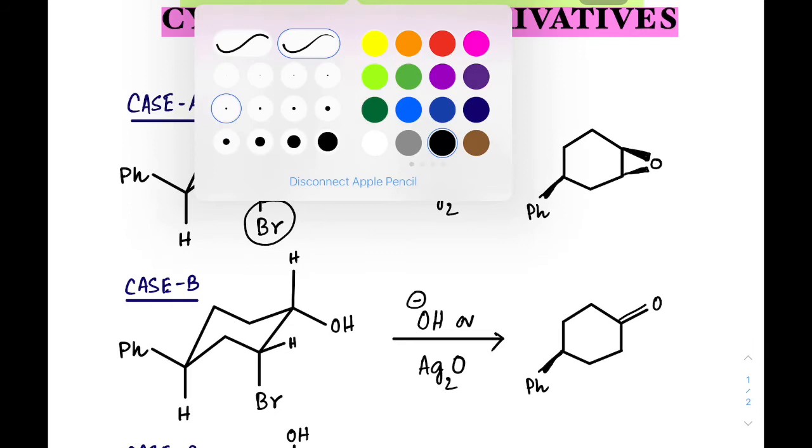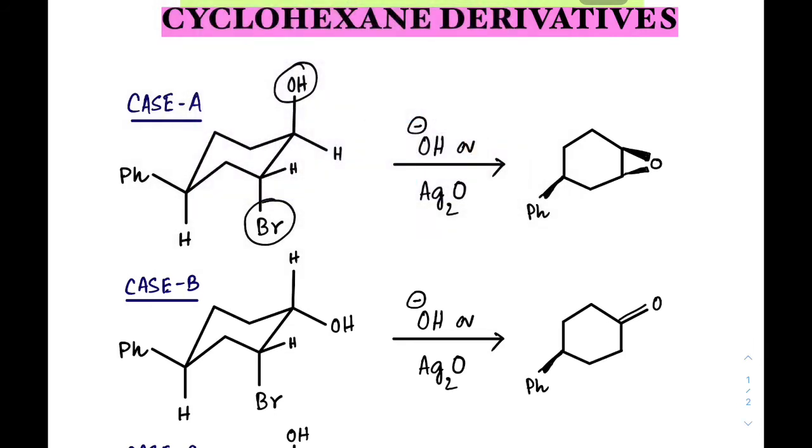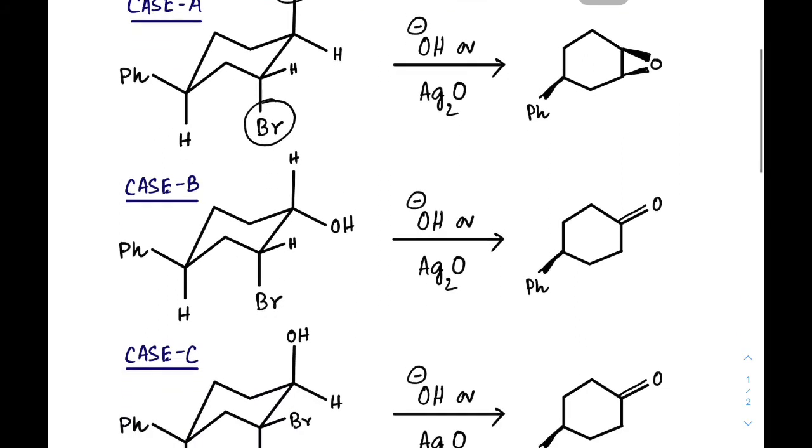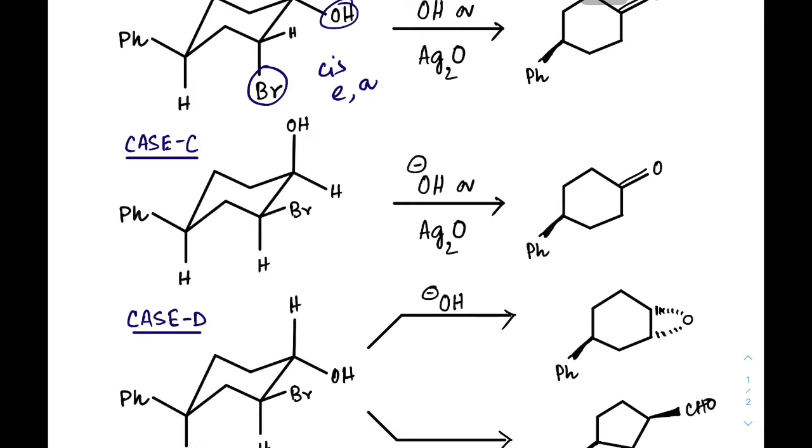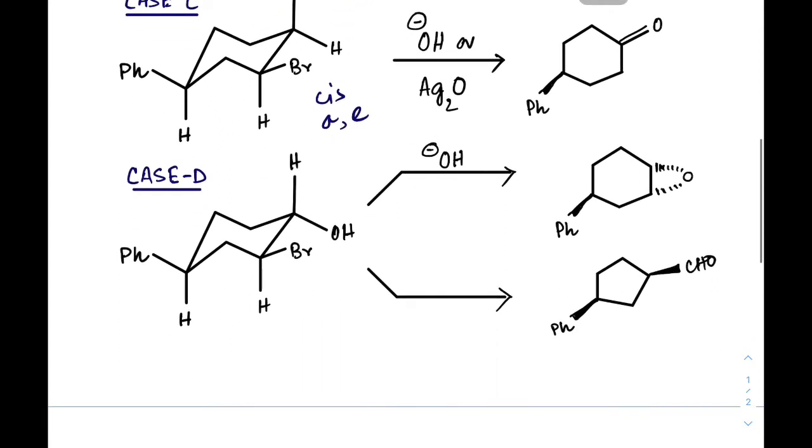So in case A, both are axial and both are trans. In case B, OH and bromine are cis, with OH equatorial and bromine axial. In case C, OH and Br are in cis position, but OH is axial and Br is equatorial. And case D, where OH and bromine are both equatorial but trans.